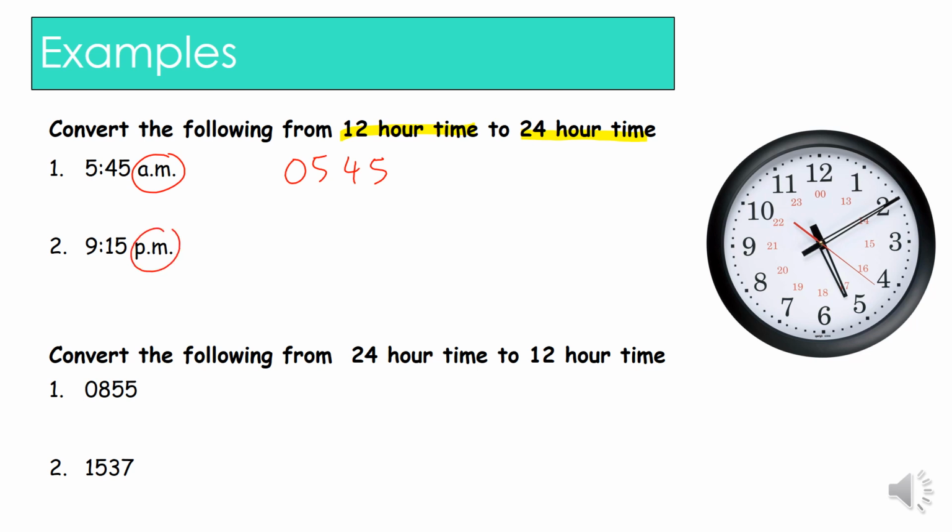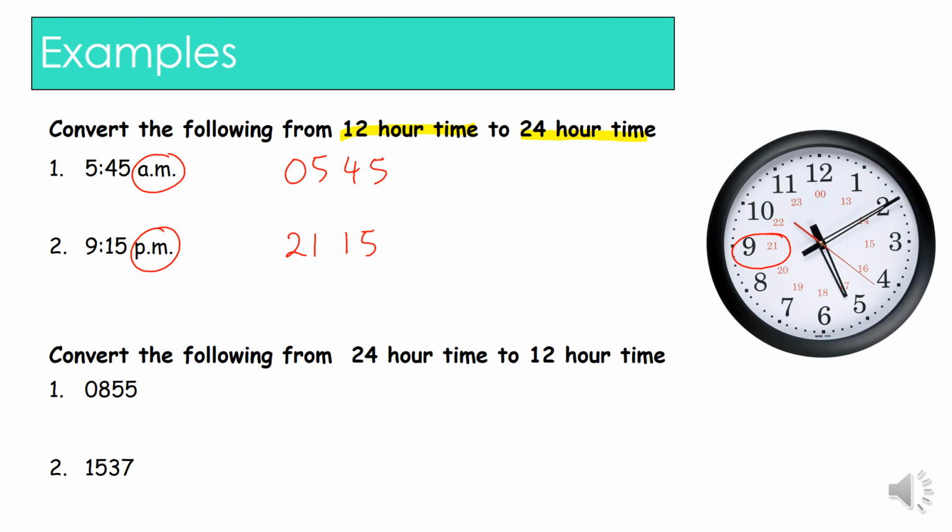Question 2 is PM, so straight away I know it's after midday, so it's going to be a larger digit. What's linked to 9 o'clock? It's 21, so in this case it's 21:15. Same again, keeping it to 4 digit format for 24-hour timings. And remember, no AM or no PM in 24-hour time format.